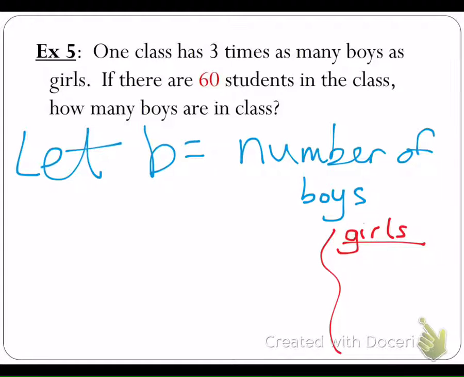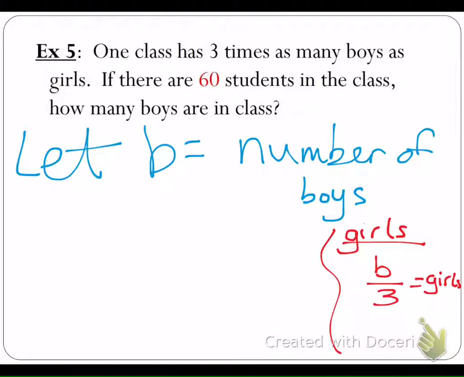So girls would be what? If I have the number of boys, I already said that I want B to be boys. So if I have the number of boys, what would I do to that to get the girls? Divide it by what? By 3, okay? So that would be girls. Is that helpful? No.